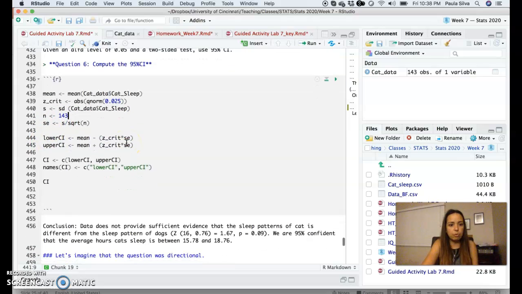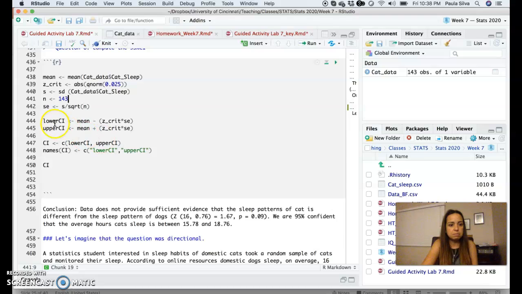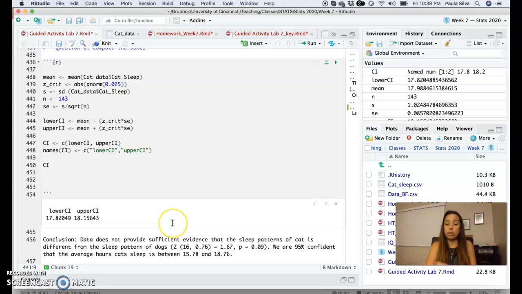This is a general formula. We can leave as is. Everything else we can leave as is. And if we click, we have our interval. So our confidence interval tells us that with 95% confidence, the amount of hours that domestic cats sleep is between 17.8 to 18.15. You can see that 16 is not contained within the interval.